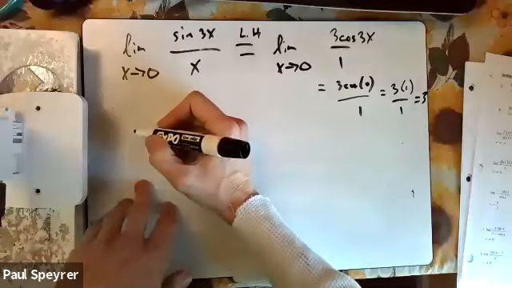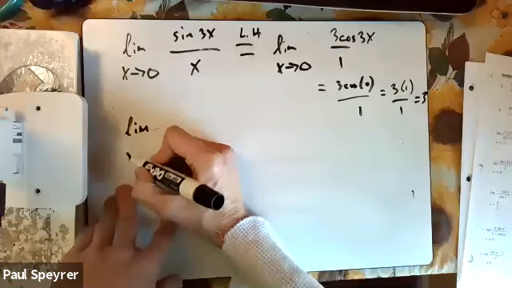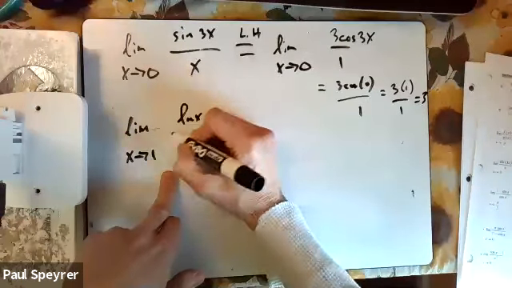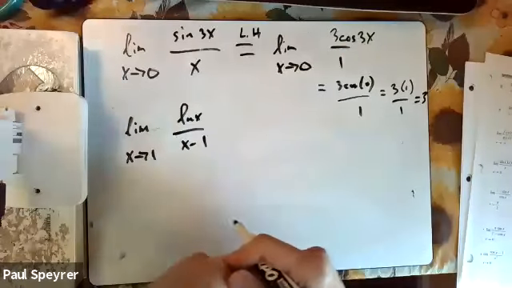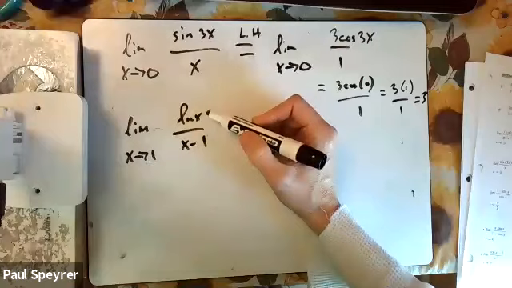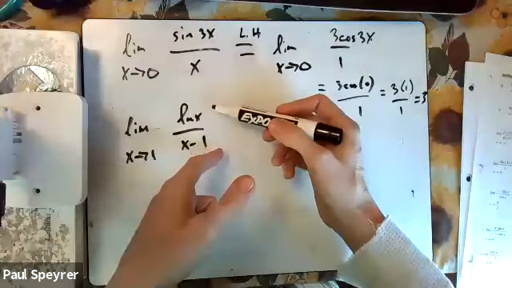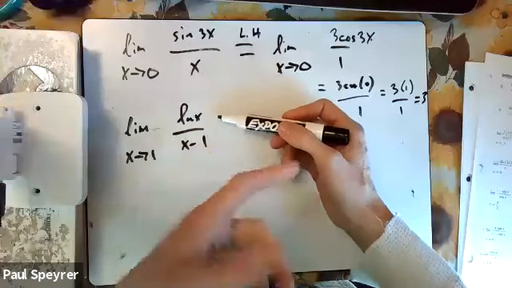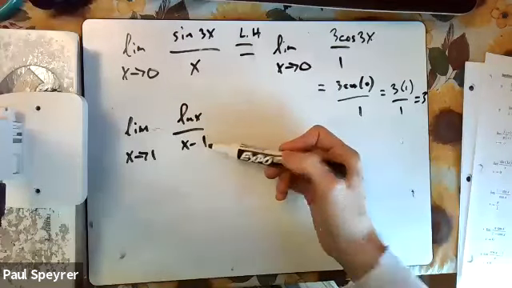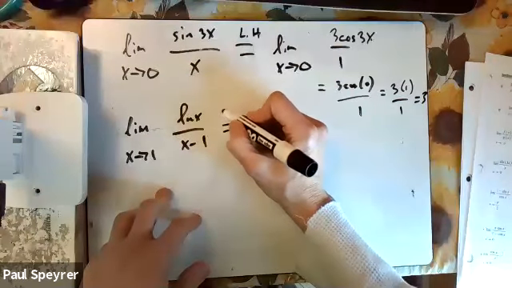What if we have the limit as x approaches 1 of ln of x over x minus 1? So what happens right here? Well, if you plug in 1, you always got to double check this thing, okay? So where do I start? If I plug 1 into this initial expression, what happens? We get ln of 1, which is 0. 1 minus 1 is 0. That's 0 over 0. Again, that signifies you can use L'Hopital's rule.